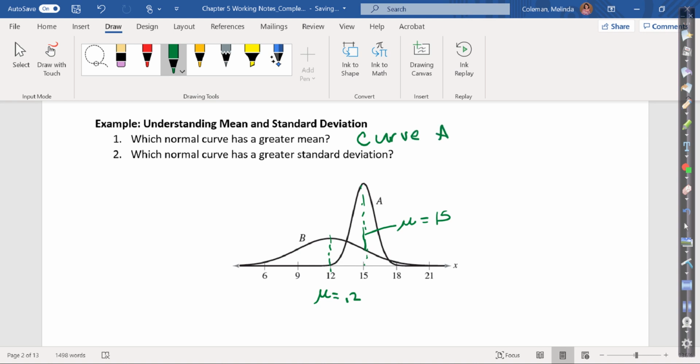But as far as standard deviation, right about here and here are my points of inflection, versus here and here for my points of inflection. And so you can see again, steeper would have smaller standard deviation. You can also count this one, because it's set up a little easier to count. This one looks like my standard deviation is 3. Where this one, the standard deviation doesn't get anywhere near 12 or 18. So this time my standard deviation is probably more like 1.5. So the curve with the greater standard deviation should be curve B.